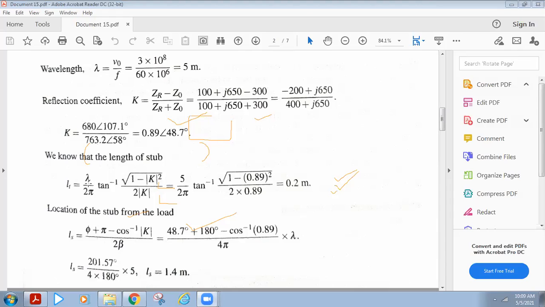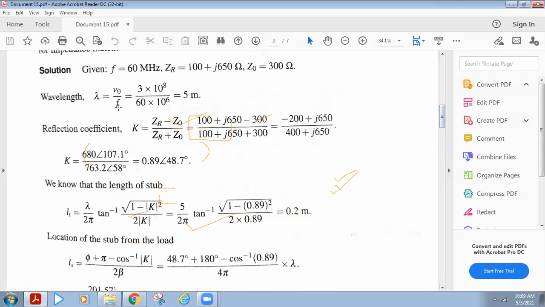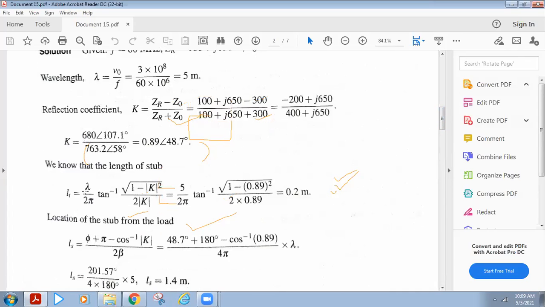What do you mean by lambda? Wavelength. Length equals velocity by frequency, that is velocity by time, right? Velocity is 3 into 10 power 8, and time is nothing but 1 by f. That's why the frequency is mentioned directly. On simplifying, we get the wavelength of the signal as 5 meters. So we substitute lambda value 5: 5 by 2 pi tan inverse of the square root of (1 minus 0.89 whole square) by (2 into 0.89), and the length of the first stub is 0.2 meters.